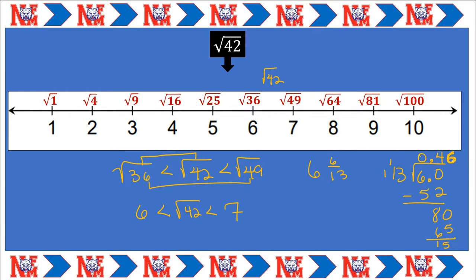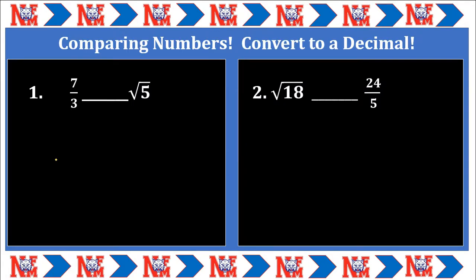Again, we just need this to tell us if we're going to round this 4 up to a 5 or leave it the same. We're going to round it up. So the square root of 42 is about 6.5. So about right here in the middle. That's the square root of 42. It's about that. Okay, now let's compare some numbers.